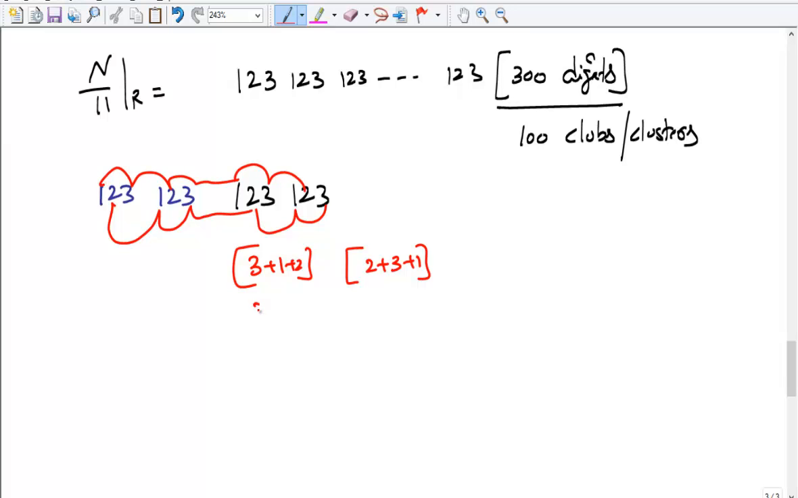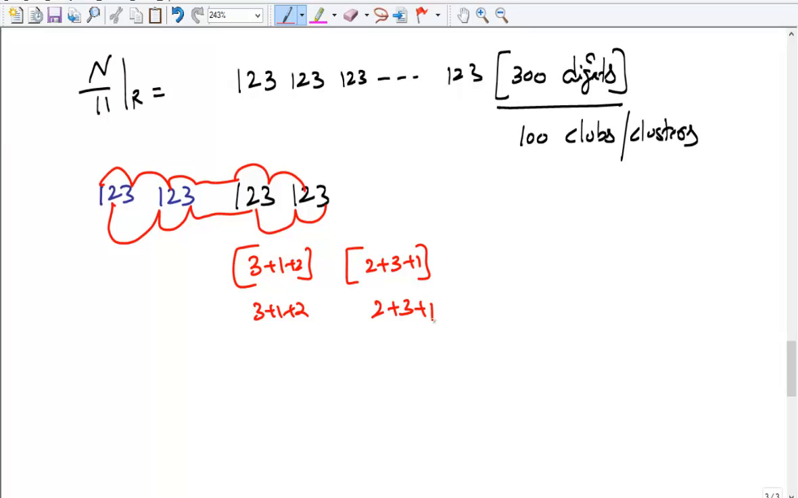Same thing. We are trying to add 3 plus 1 plus 2, and then we are trying to add 2 plus 3 plus 1. So instead of taking all the clubs into consideration, we have the flexibility of considering only 2 clubs. But do remember, here taking 2 clubs and adding the alternative terms will give the result as 0.